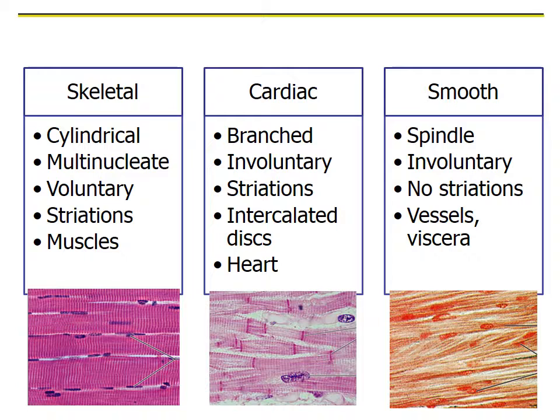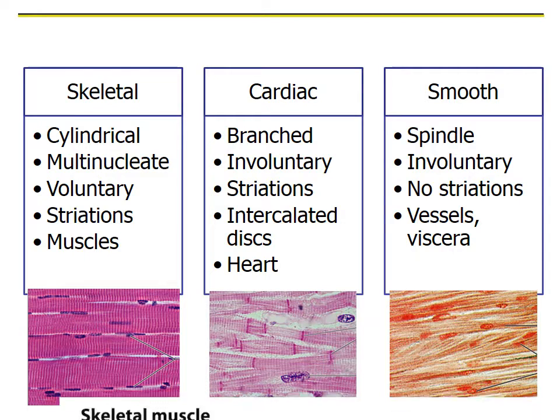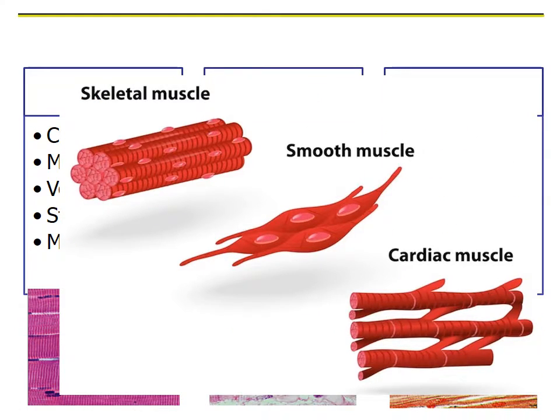Smooth. These cells are spindle-shaped as they are tapered at the end. The myofilaments in smooth muscle cells are arranged differently, so there are no striations, and we find them in glands, tubular organs, etc. This diagram shows the shapes quite nicely.